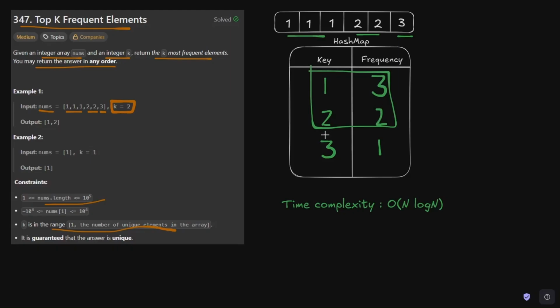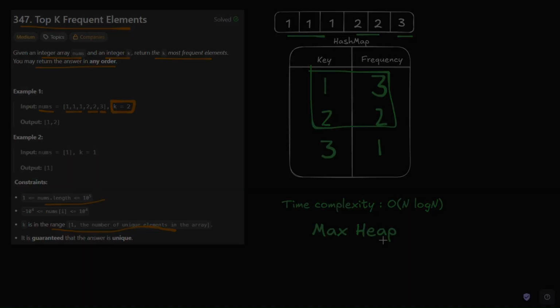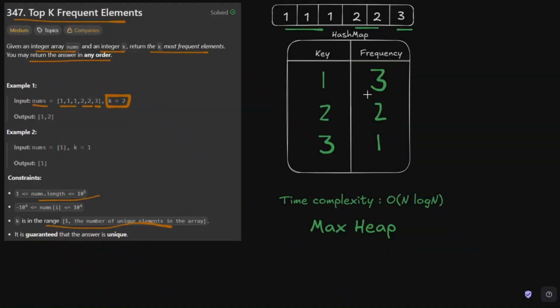k frequent ones. To make this more efficient, we can use a heap, specifically a max heap. We will use the same hash map to count the frequency, but instead of sorting, we will push each pair into the max heap where the key will be the number of occurrences. Then pop the top k elements from the heap to get our answer.